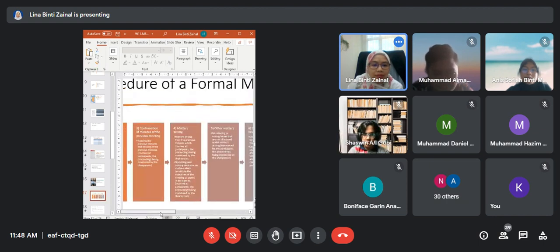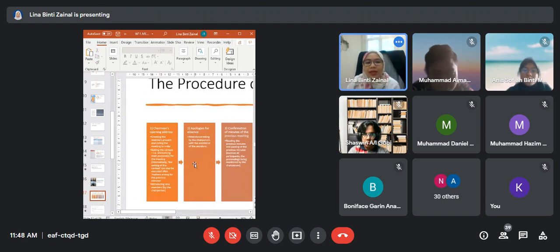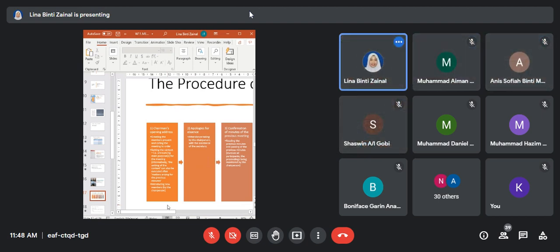Okay, so for the procedure of a formal meeting. The first is the chairman's opening address. This procedure of a formal meeting ni important. These are the things that will be evaluated in the assessment later. The mark breakdown will be explained to you later lah. But first thing, when you start your meeting, I will check whether the chairman does the opening address or not.